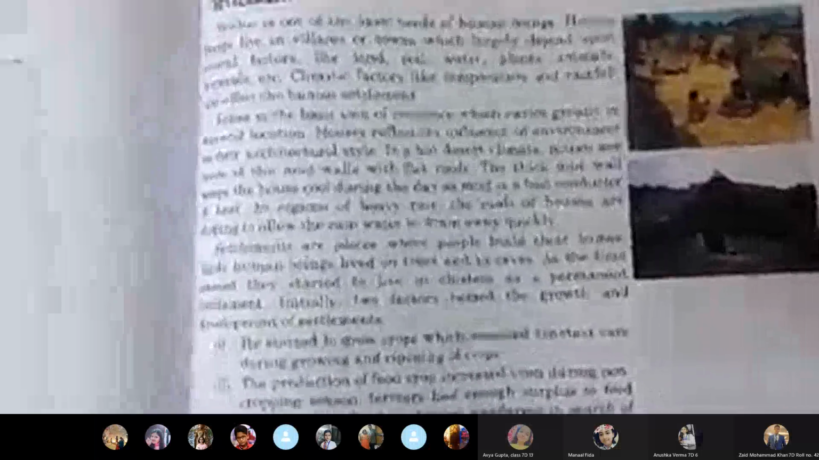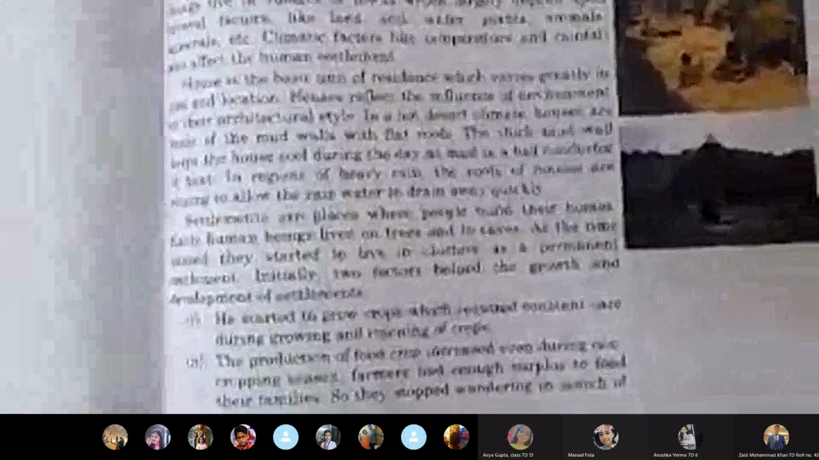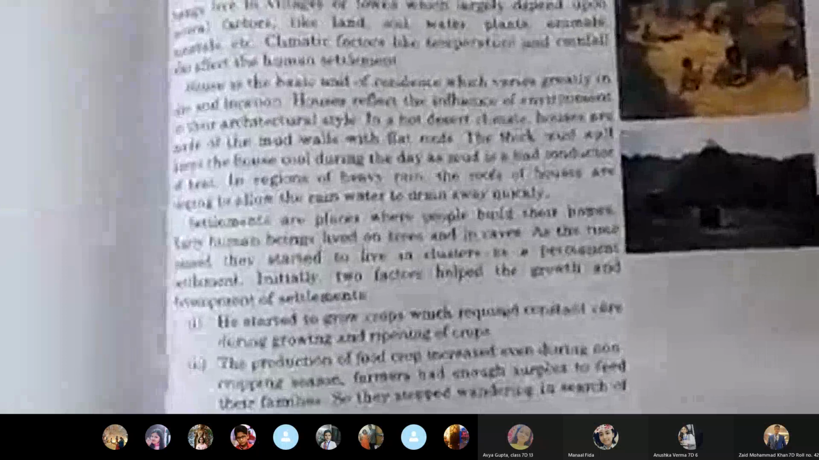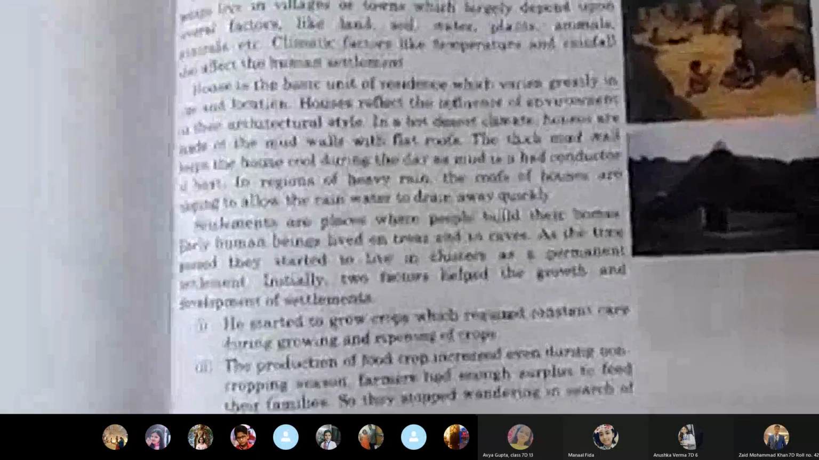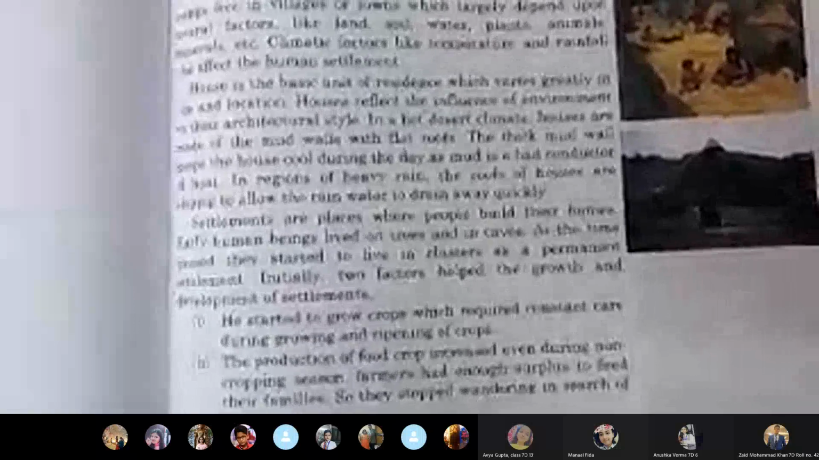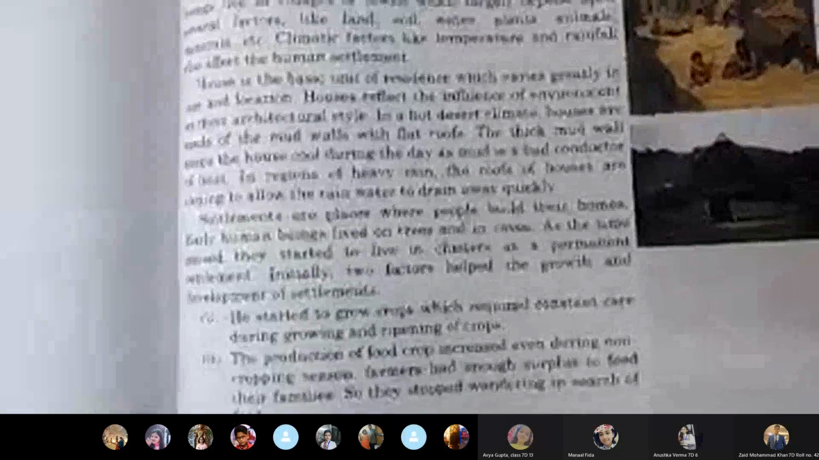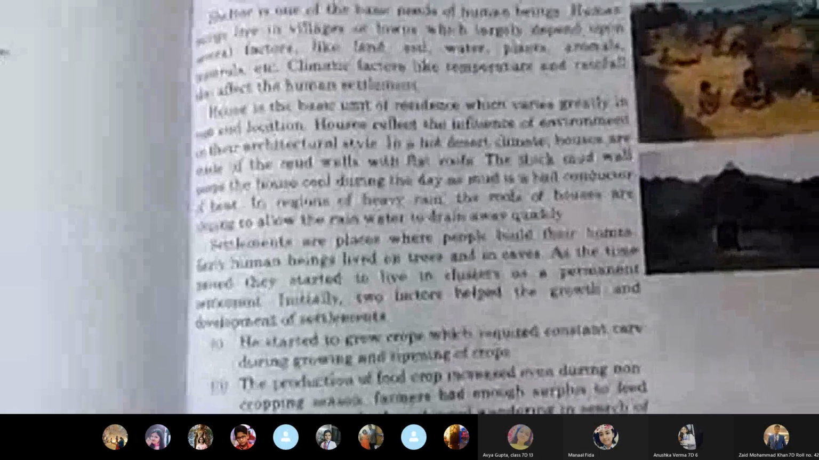Okay. Now, settlements are places where people build their homes. Please underline the meaning of what a settlement is. It is a place where the people build their homes. Early human beings lived on trees and in caves. So, early human beings, we all know, didn't have houses. They either lived in caves or on trees. As time passed, they started to live in clusters as a permanent settlement.